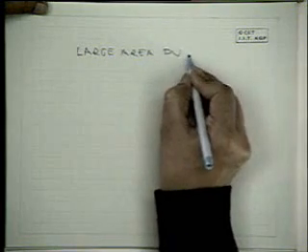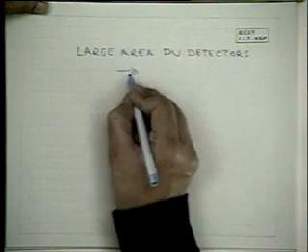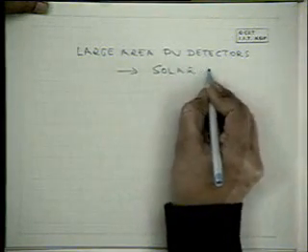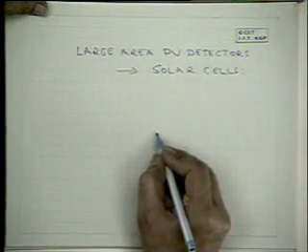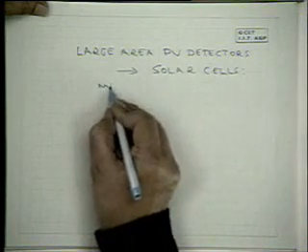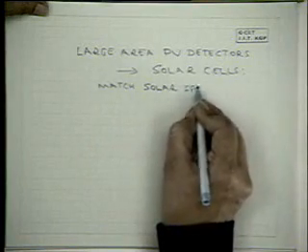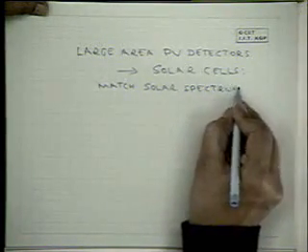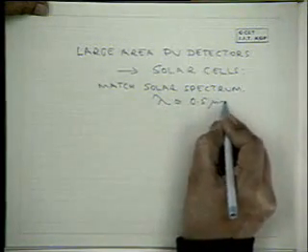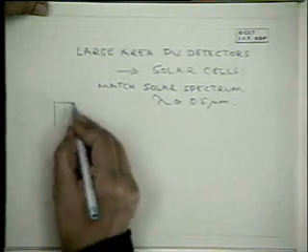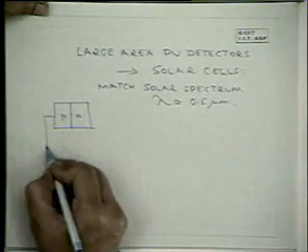Large area photovoltaic detectors, typically, and they match the solar spectrum, which peaks around about lambda, about 0.5 microns. And as you know, for PN junction devices, you have a built-in field.